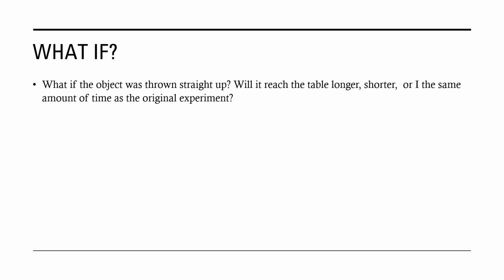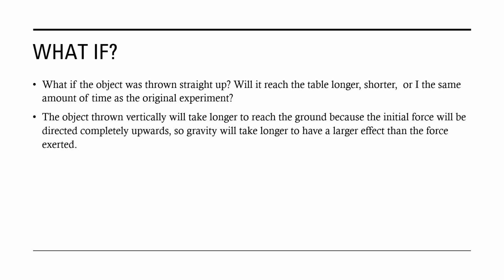So what if the object was thrown straight up? Would it take longer, shorter, or the same amount of time as the original experiment to reach the ground? Well, the object thrown vertically is going to take longer to reach the ground, because the initial force is directed completely upwards, and there's no horizontal component. So gravity is going to take a longer time to exert more force.